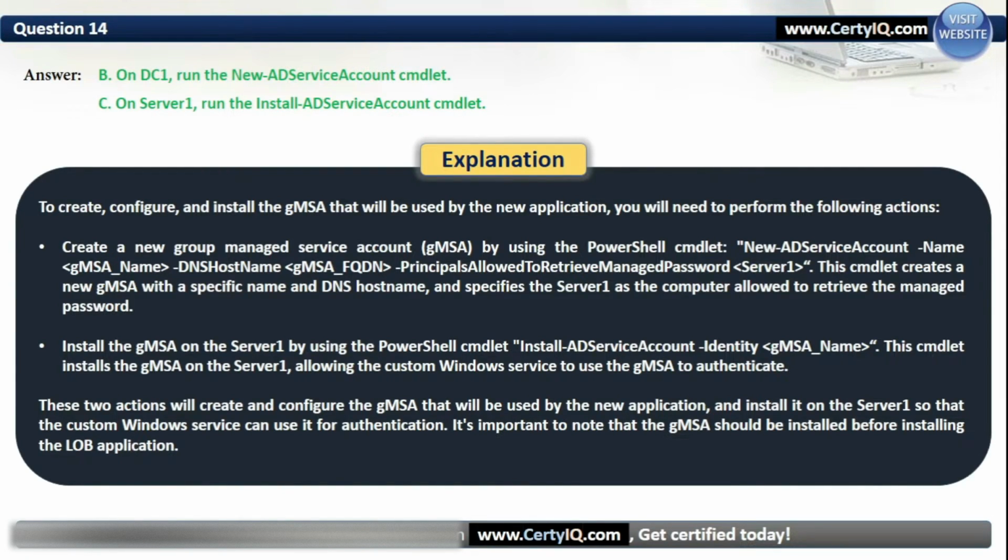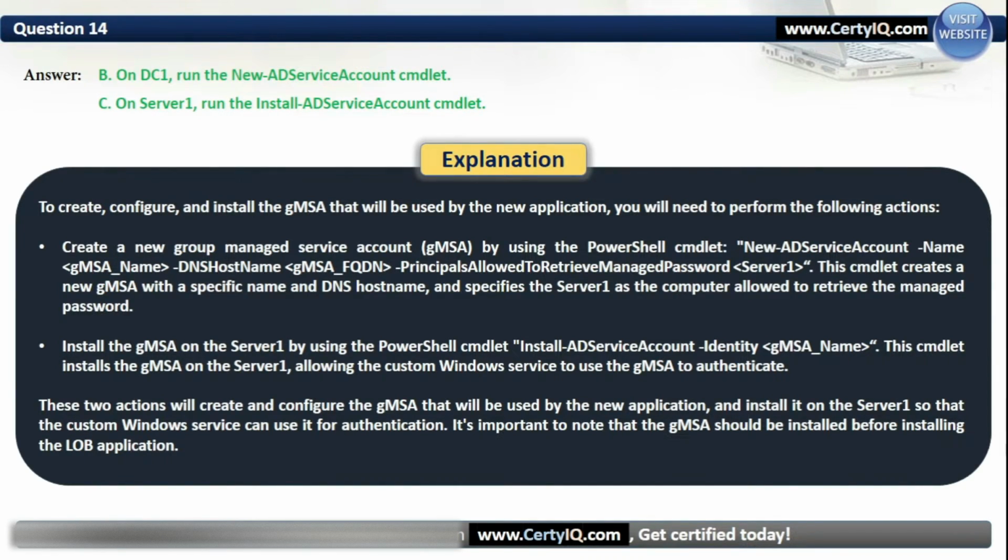This cmdlet creates a new GMSA with a specific name and DNS hostname and specifies the server1 as the computer allowed to retrieve the managed password. Install the GMSA on the server1 by using the PowerShell cmdlet Install-ADServiceAccount -Identity <GMSA_name>. This cmdlet installs the GMSA on the server1, allowing the custom Windows service to use the GMSA to authenticate.